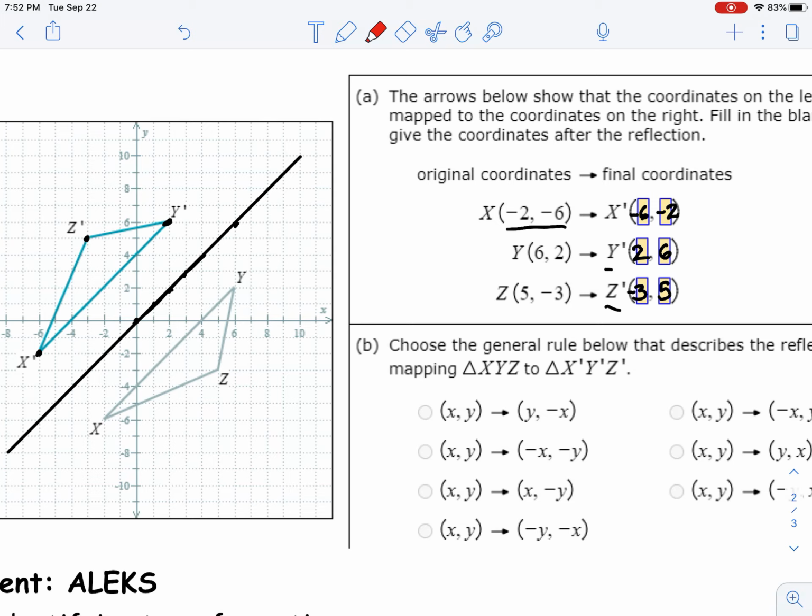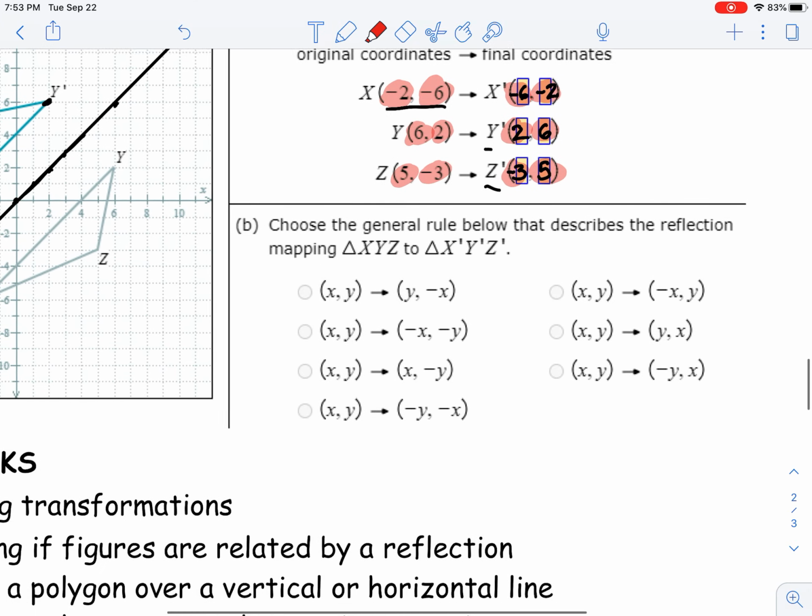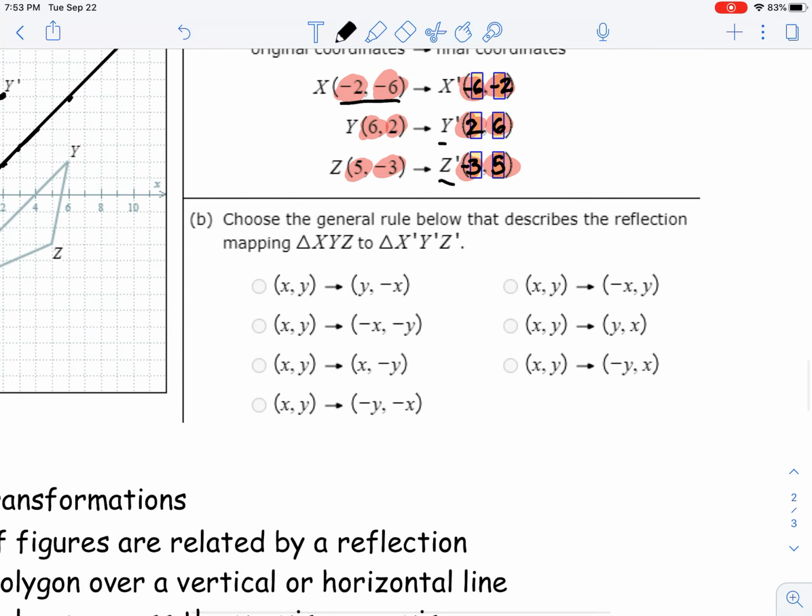Now, if I look at these, there's actually a pattern, and there always will be a pattern. We had -2 in front and -6 in back. Now it's -6 in front, -2 in back. Right here, there was a 6 and then a 2. We changed it to 2, 6, 5, -3, -3, 5. So going down here, we're trying to look at a rule that defines what we have up there. So for this one, all it's changing is the order of the x and the y.